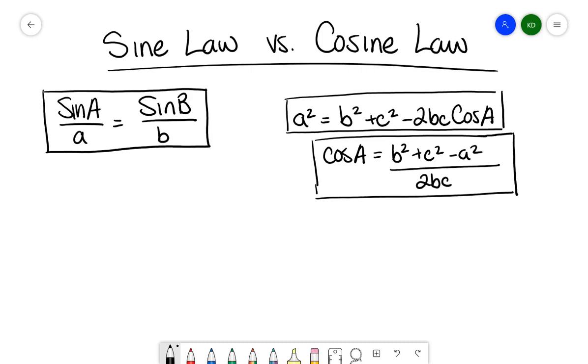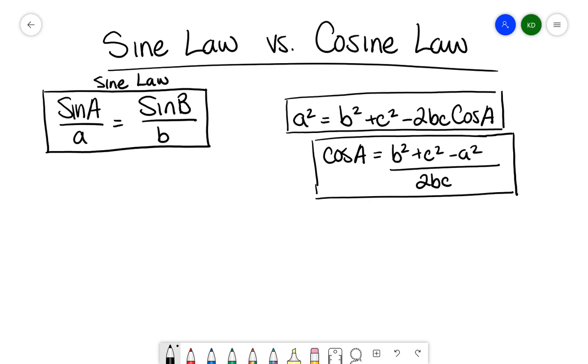Hey there, this video is going to discuss when you should be using sine law versus cosine law. Let's start with sine law. Sine law says that we have sine of A divided by a equals sine of B divided by b. The sine law is a ratio comparison. We're comparing the angle to its opposite side.